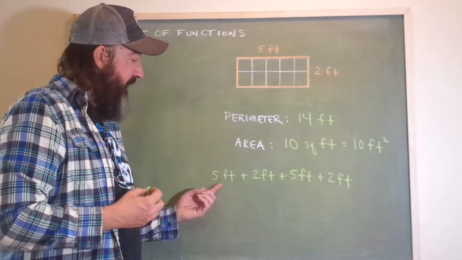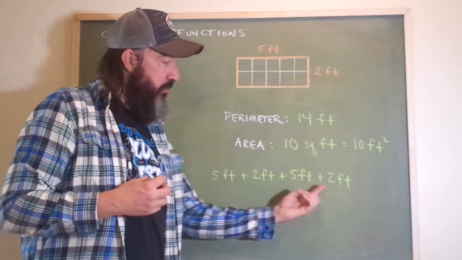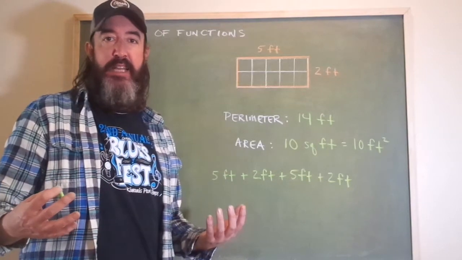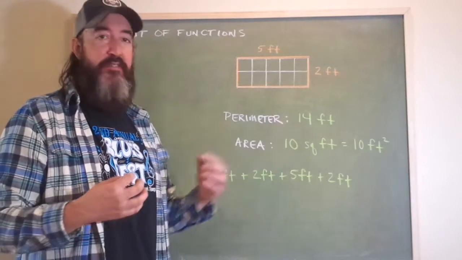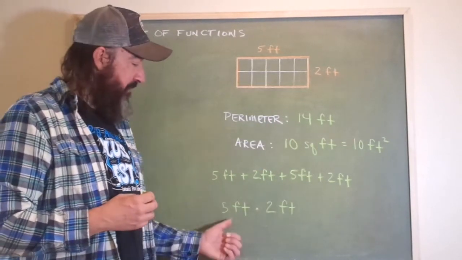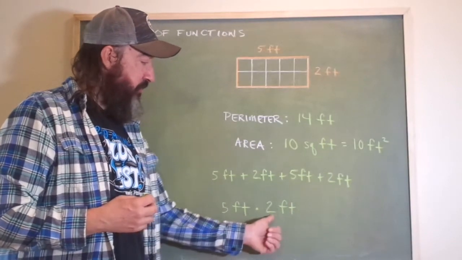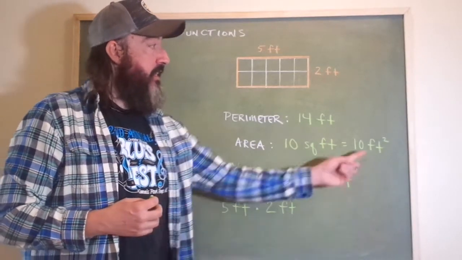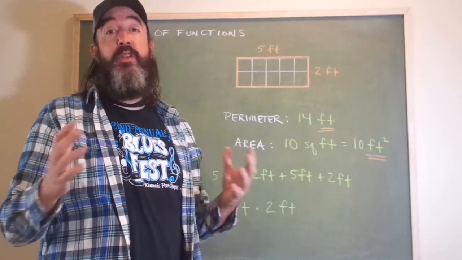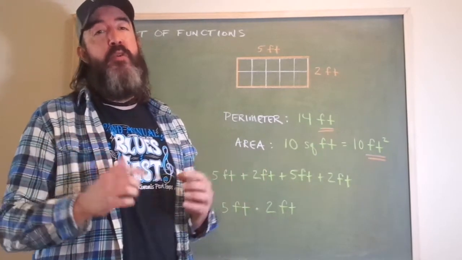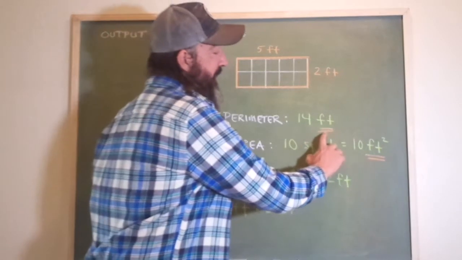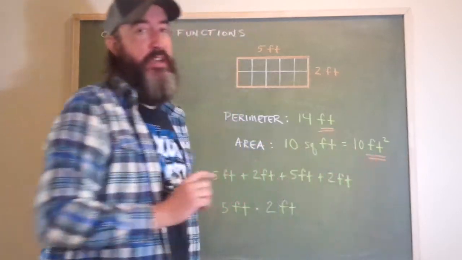When we add 5 feet plus 2 feet plus 5 feet plus 2 feet, we're essentially combining like terms. There's a total of 14 feet. When we multiply 5 feet times 2 feet, 5 times 2 is 10, and feet times feet is feet squared. We're going to be looking at a bunch of things today, but our main focus in this lesson is going to be learning how to indicate the correct units of measure.